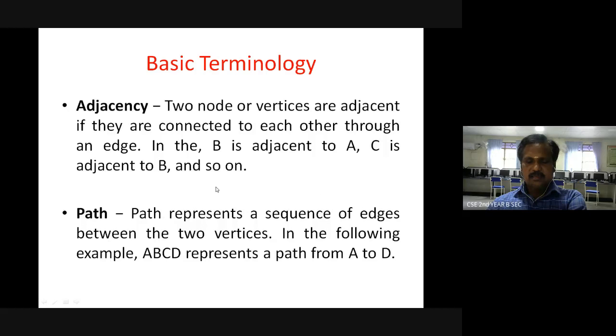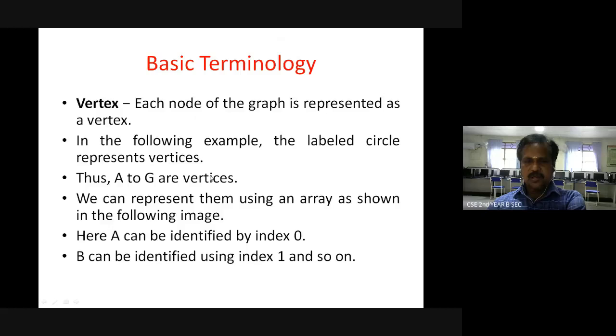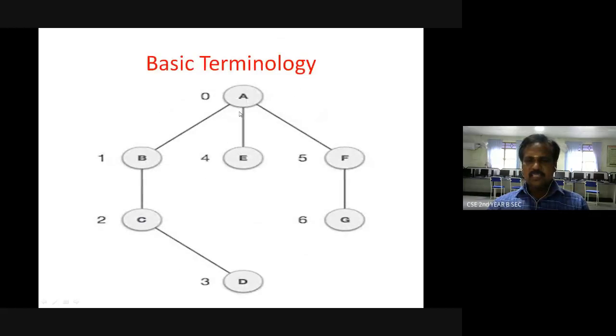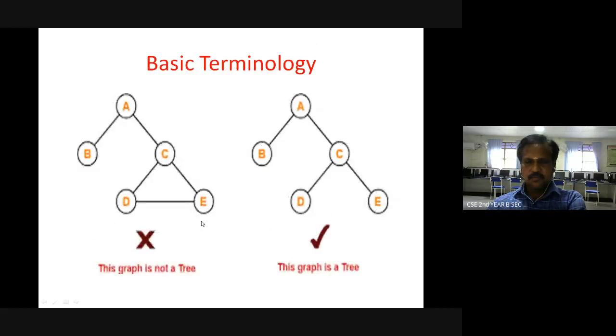Next, likewise, we can represent all the nodes. Here, E is adjacent to A, F is adjacent to A, and also G is adjacent to F, D is adjacent to C. If there is a path between two vertices, that is called adjacency. For the node A, B has adjacency, E has adjacency, F has adjacency, and also C has B, G has F, D has C. These are all the adjacencies for the given graph. These are all the basic terminology.